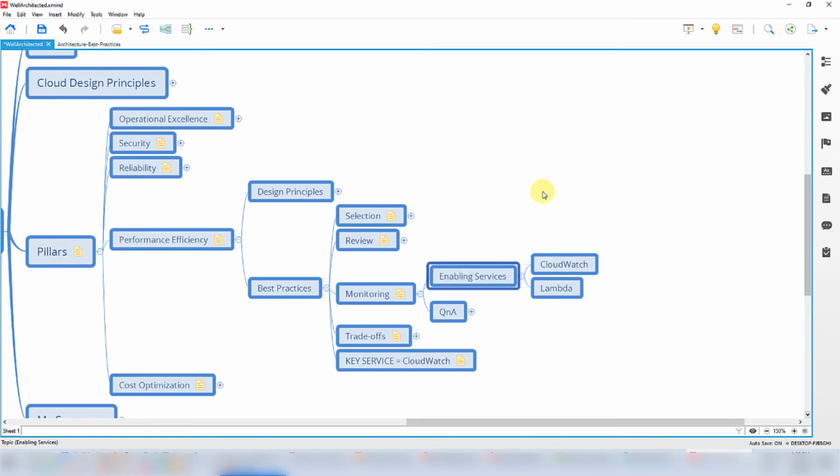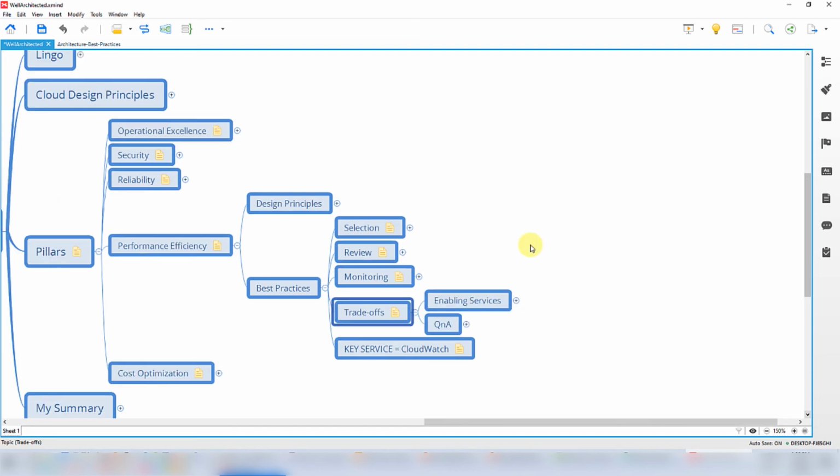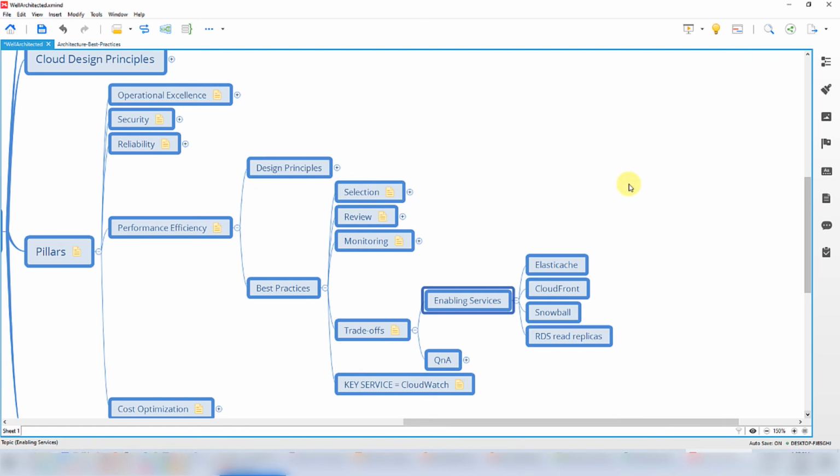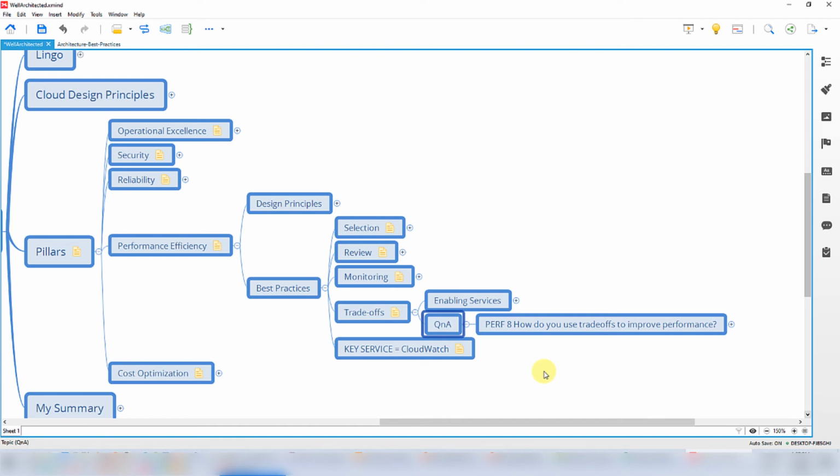The key enabling services here are CloudWatch and Lambda. And the key question driving good behavior is, how do you monitor your resources to ensure that they are performing as expected? And finally, let's look at trade-offs and what helps you manage these trade-offs. Well, the key services are Elasticache, CloudFront, Snowball, and other products of the Snow family, and RDS read replicas. And the key question driving best practices is, how do you use trade-offs to improve performance?